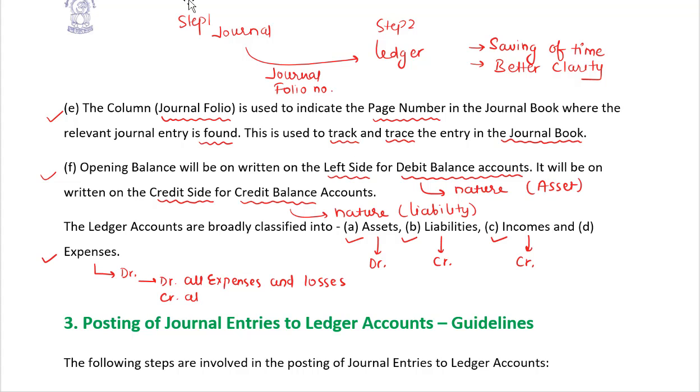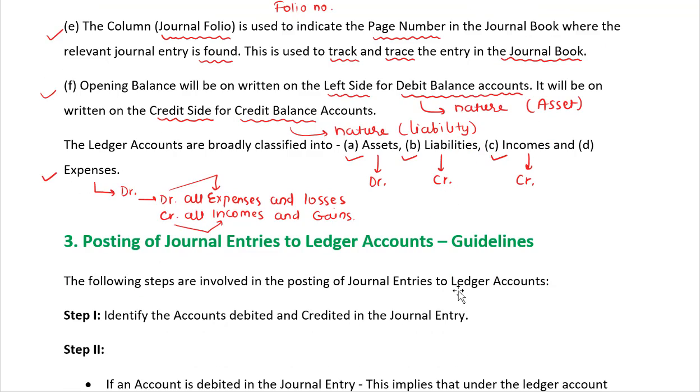Credit all incomes and gains. So over here, we have to debit all the expenses and we have to credit if it is an income. Is it clear till here? Let's move ahead now.